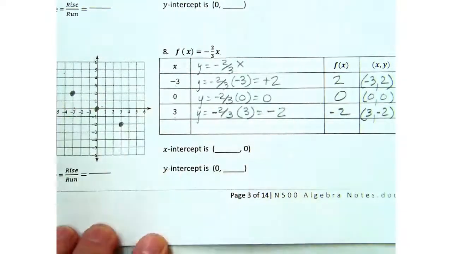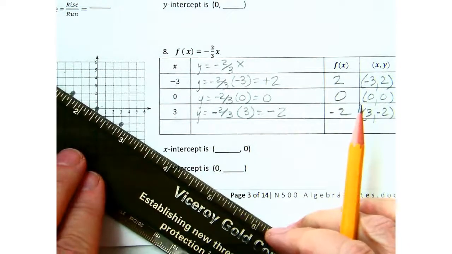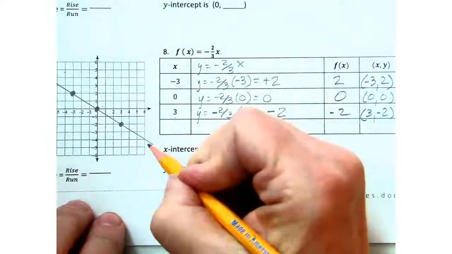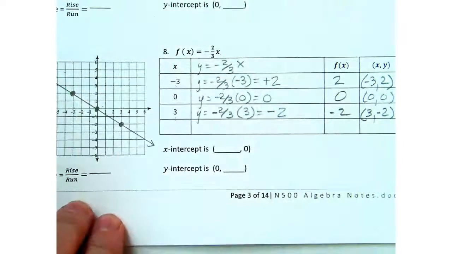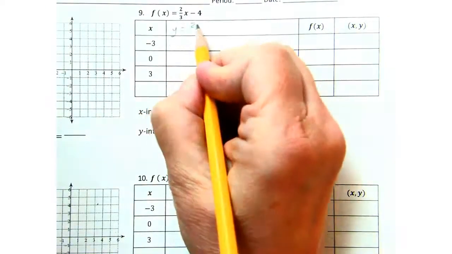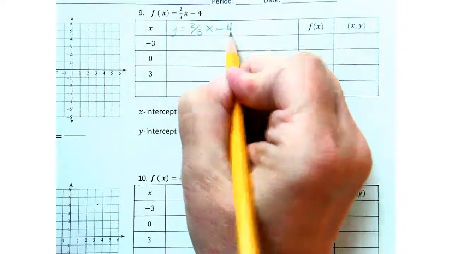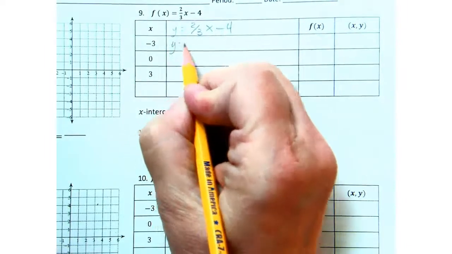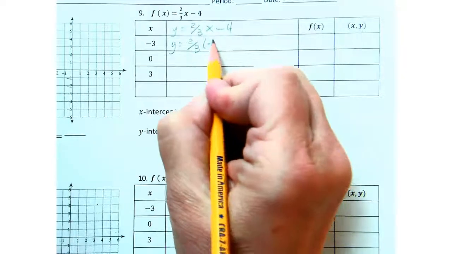Use a ruler to draw a line through these 3 points. This line represents all the points for which y equals -2/3 times x. Example 9. y equals 2/3 x minus 4. Once again, we will use the denominator of the coefficient of x for our x values.